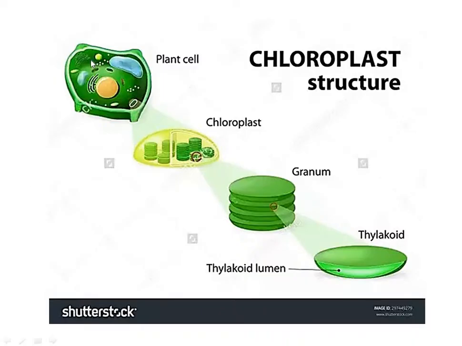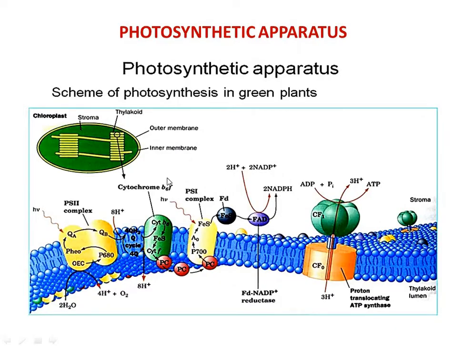So this is the structure of the plant cell, and this is the structure of the chloroplast that is enlarged here, and the structure of a single granum, which consists of a number of stacks of thylakoids. This is the photosynthetic apparatus. The photosynthetic apparatus is made up of a phospholipid bilayer, which is found in the thylakoid membrane of the chloroplast.